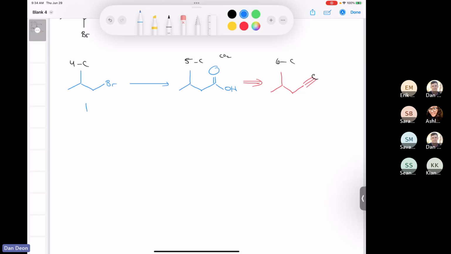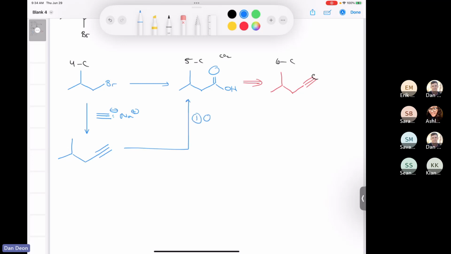And so if we want to make that alkyne, what are we going to do? We're going to take this and we're going to treat it with sodium acetylide, which will do our SN2, and that is going to give us the terminal alkyne, which looks something like that, okay? And then in the last step, we're just going to do the ozonolysis.